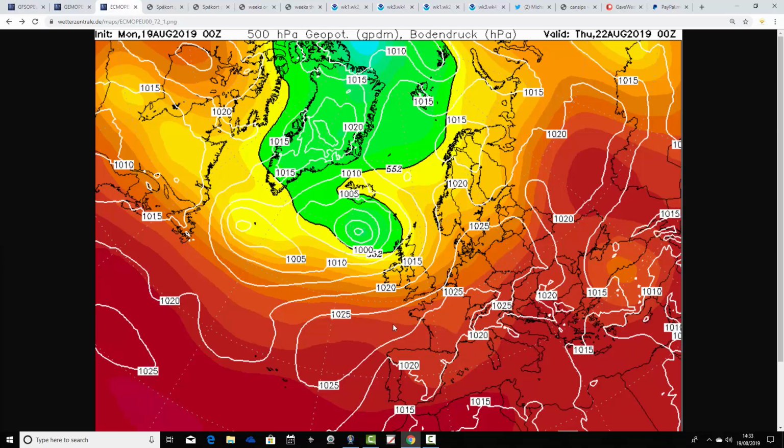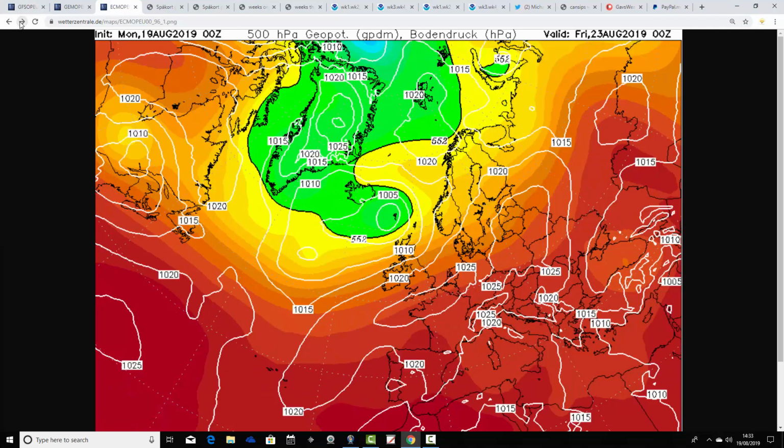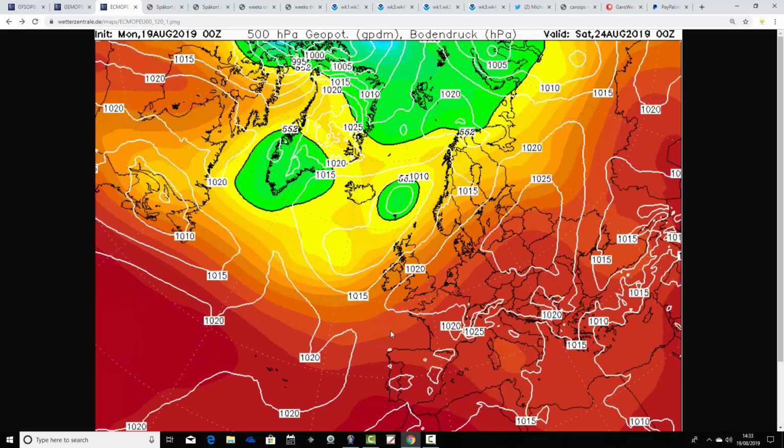High pressure is bringing a mainly dry day down in the south, but the north does look quite unsettled with showers or longer spells of rain. That's Friday. Again, a bit of a north-south split. Looks quite unsettled for Scotland. Looks mostly dry and warm for England and Wales. I reckon temperatures could get to around 25, 26 degrees at the end of the week, knocking on the door of 80 Fahrenheit, somewhere like the middle of London.